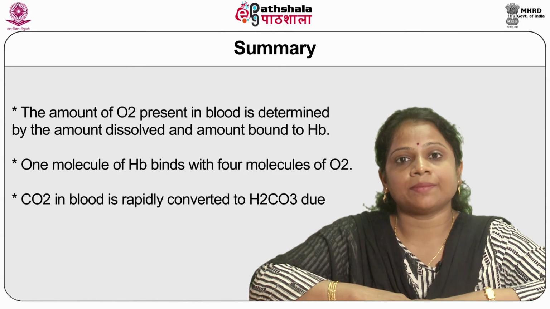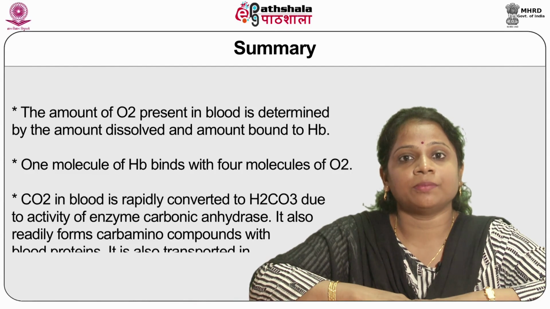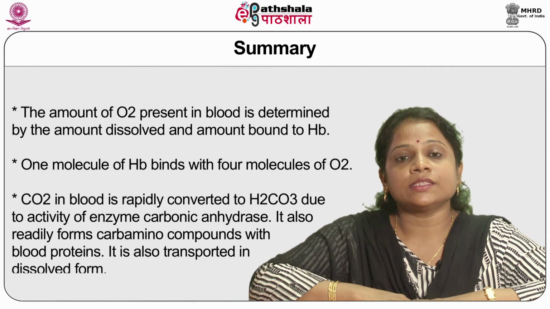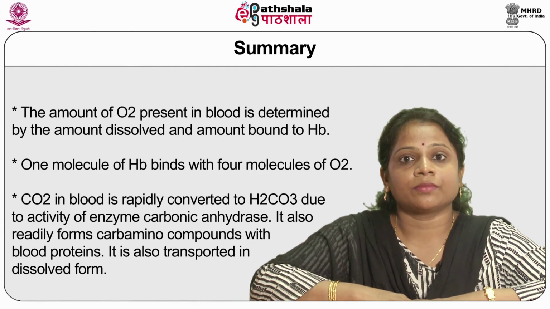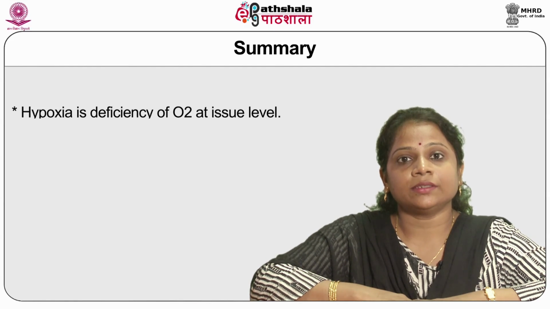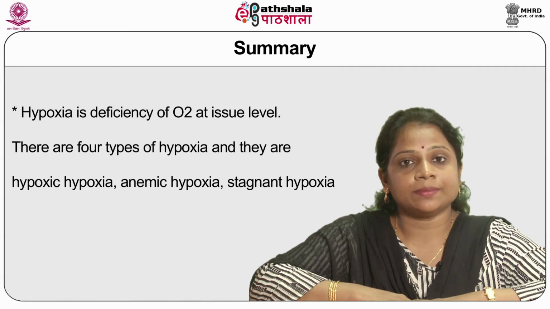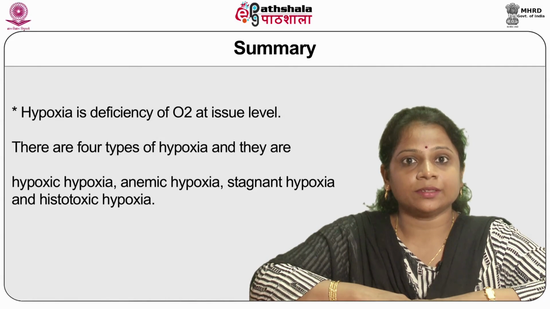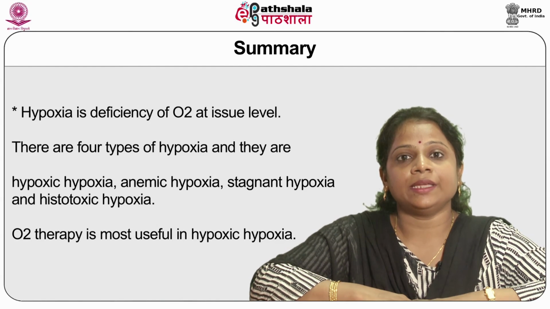CO2 in blood is rapidly converted to H2CO3 due to the activity of the enzyme carbonic anhydrase. It also readily forms carbamino compounds with blood proteins. It is also transported in dissolved form. Hypoxia is deficiency of oxygen at the tissue level. There are 4 types of hypoxia: hypoxic hypoxia, anemic hypoxia, stagnant hypoxia and histotoxic hypoxia. Oxygen therapy is most useful in hypoxic hypoxia.